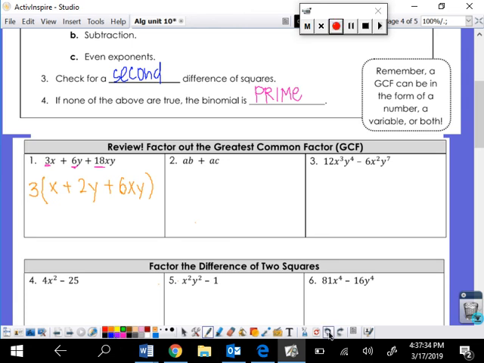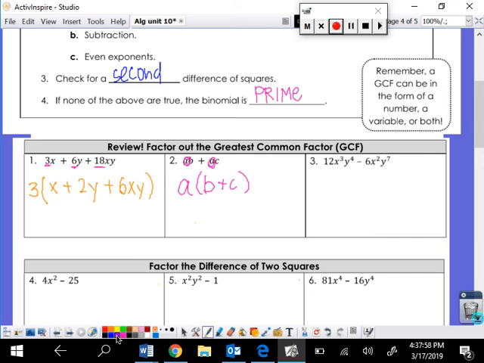Okay, our second problem. We've got AB plus AC. So these are all variables. See if both of those terms, what can we take out of both terms? Obviously the A. So we'll have A times (B plus C) in parentheses.